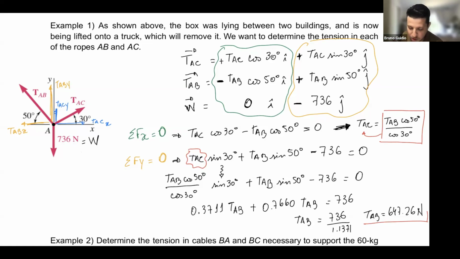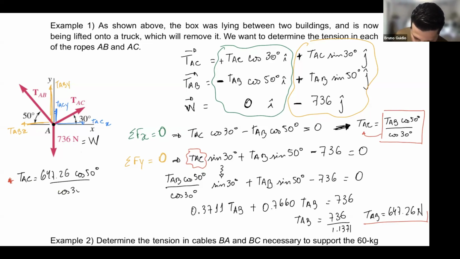Can I solve? Now, how can I solve for TAC? I'm not done. I need to find TAC. Well, then put it here in this side, guys. TAC is 647.26 cosine of 50 divided by the cosine of 30. TAC, let me see, 647.26 cosine 50 divided by cosine of 30. 480.41 newtons. That's my final answer.